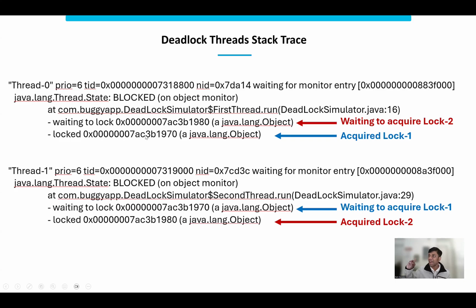But the IDs in which it has acquired the lock and is waiting for the lock are going to be in the reverse sequence. You see this thread 0. It has acquired this lock 1970. It's waiting to acquire this lock 1980. Whereas this thread 1, the sequence is exactly vice versa. It has acquired this lock, it's waiting for this lock. So when you see this pattern, it means a classic deadlock. These two threads are in deadlock with each other and they wouldn't be able to move forward.